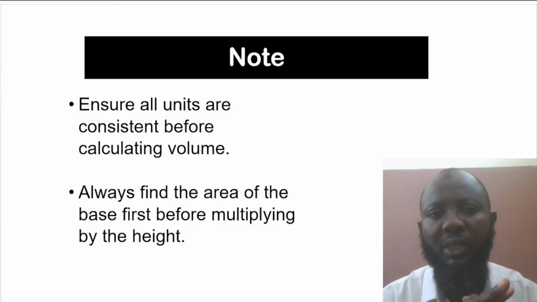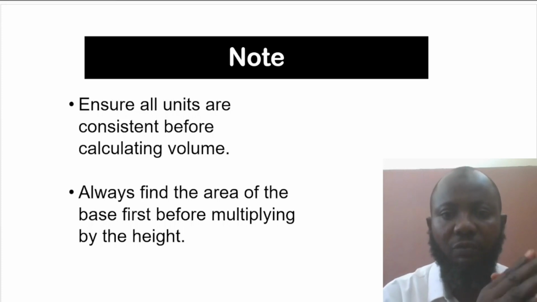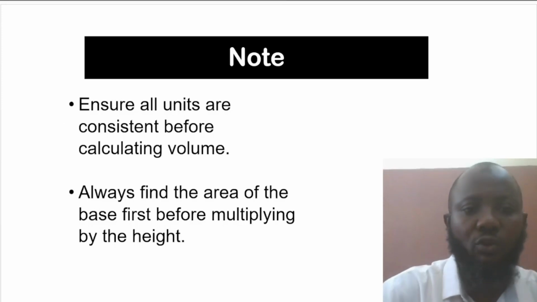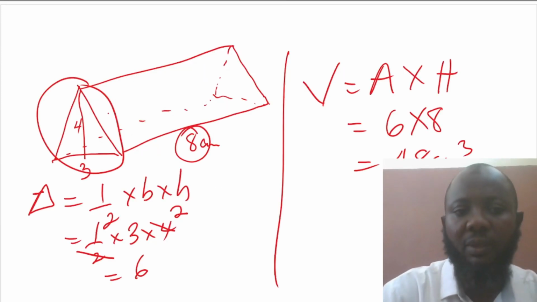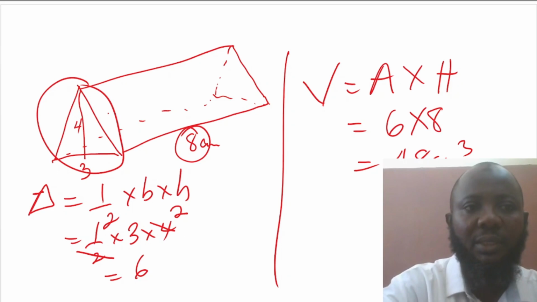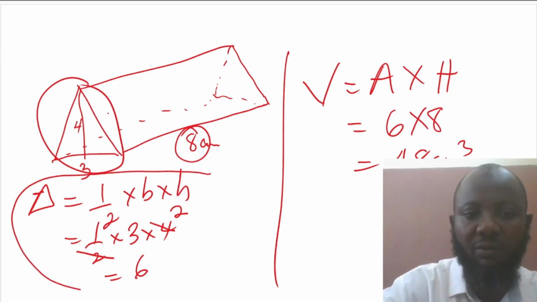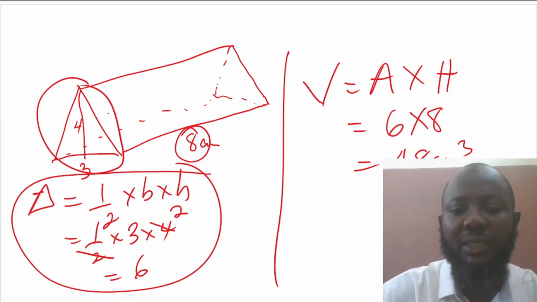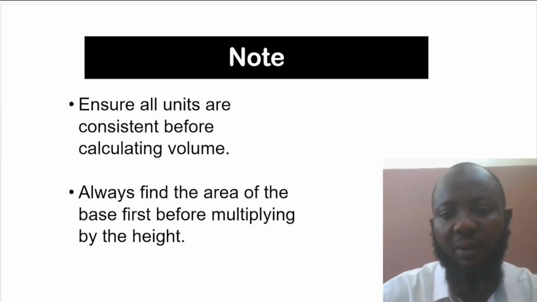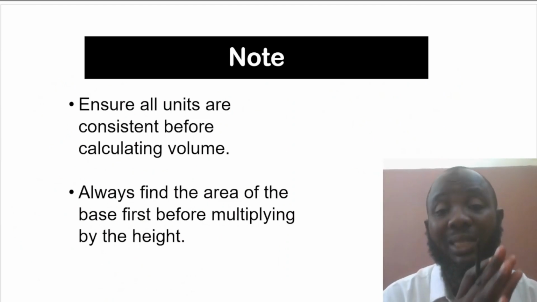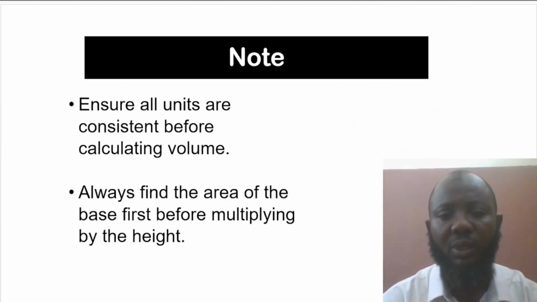So that's number one. Then always find the area of the base first. As you can see, what I just finished now: first of all, find the area of the base, and that's what I did here. The first thing is the area of the base, then multiply it by the height of the prism. I hope that is very clear.